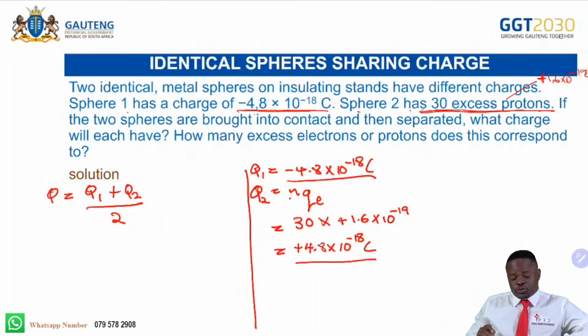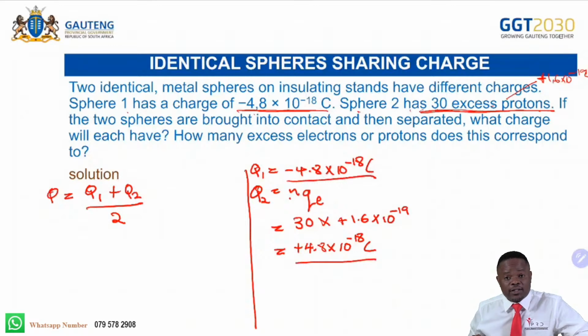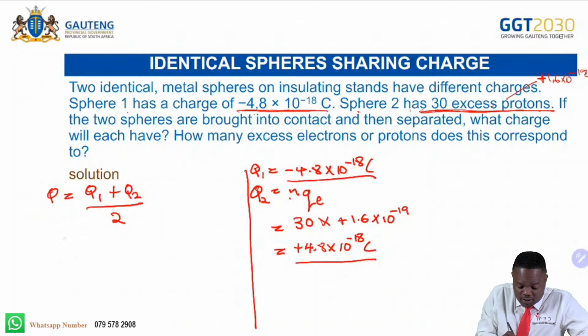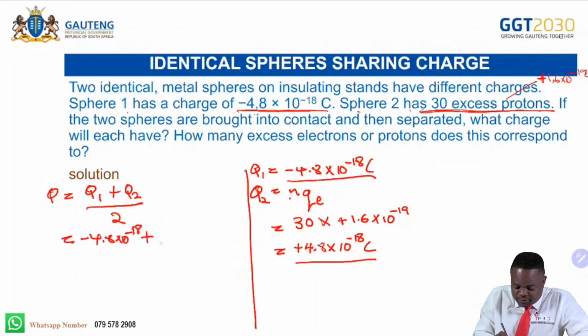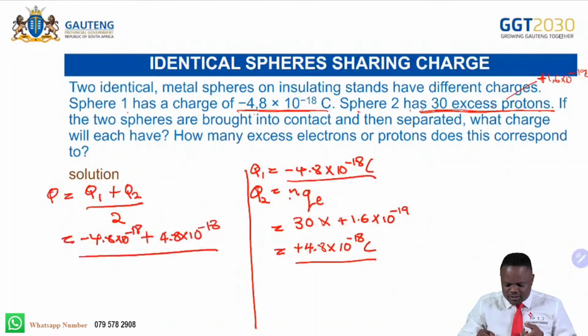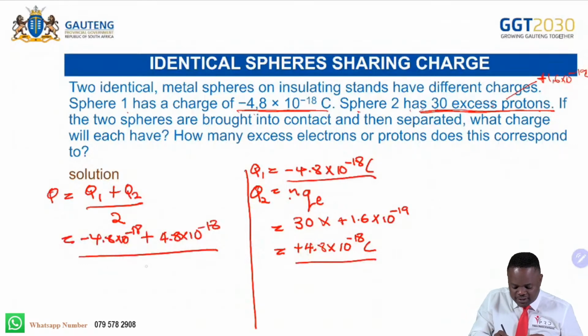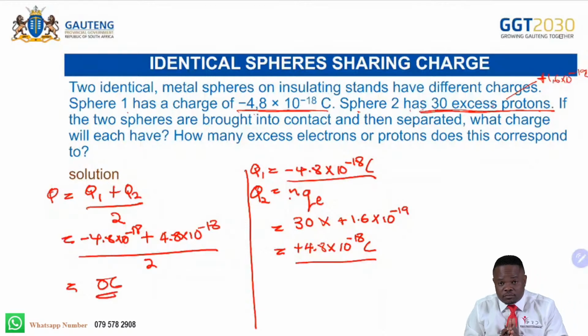Now we can substitute into our formula and do our calculation. Our Q1 is negative 4,8 times 10 to the power negative 18, plus our Q2 is a positive, so it's 4,8 times 10 to the power negative 18. And you can see these are equal but opposite already. They're divided by 2. So this definitely gives us 0 coulombs.